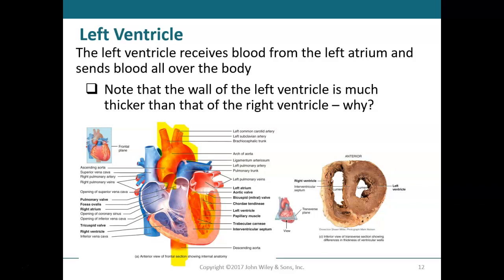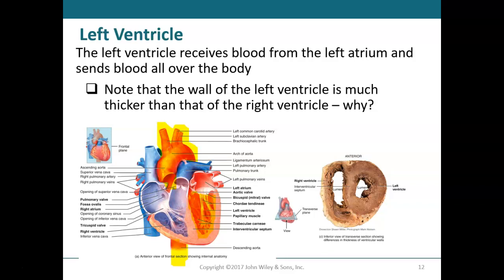So it doesn't take really strong contraction. The left side, think about, instead of psh, psh, psh, it's more of whoosh, whoosh, that big hard contraction, having to push blood with enough pressure to get it all the way to the tips of your toes, the tips of your fingers, and the top of your head.